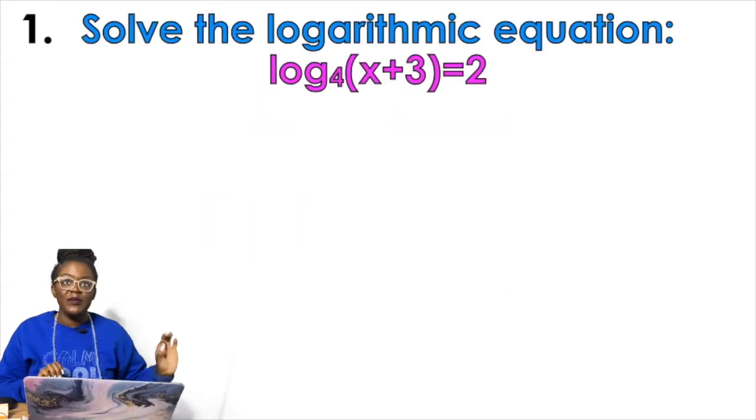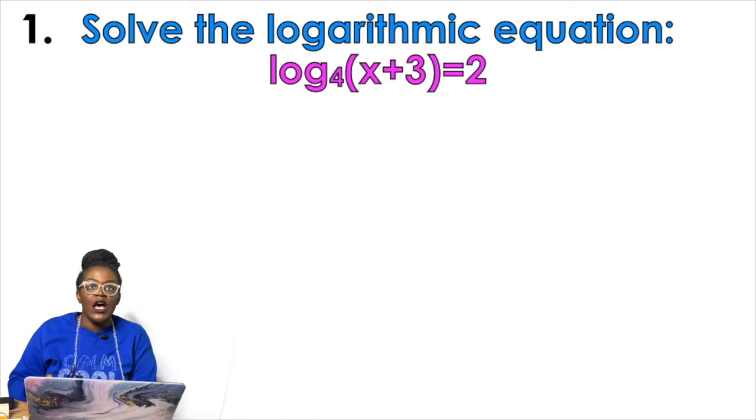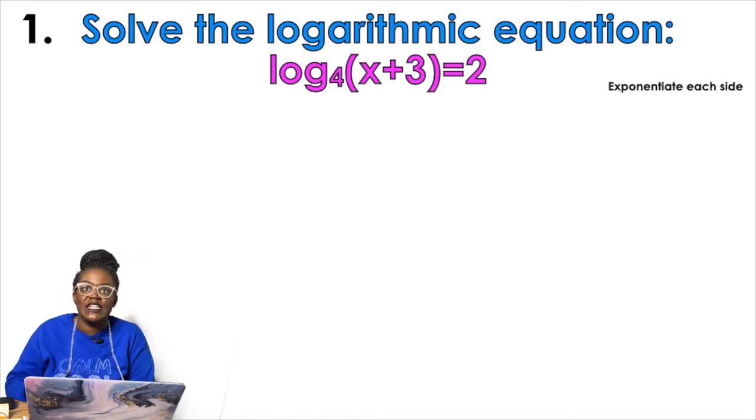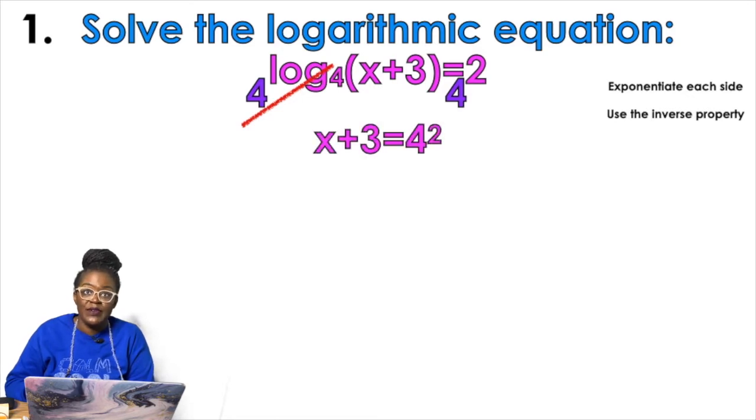So, solving logarithmic equations. What you want to do when you're solving logarithmic equations is exponentiate both sides. This is log base 4, so I'm going to raise both sides to a base of 4. That helps me use the inverse property, which says if I have 4 to the log base 4, those cancel out. So I'm left with x plus 3 equals 4 to the power of 2. Now 4 to the power of 2 is 16.